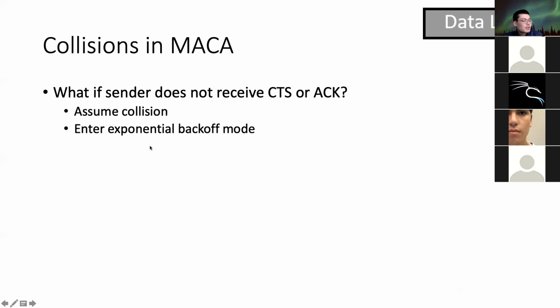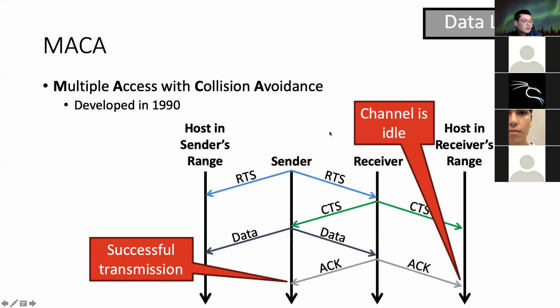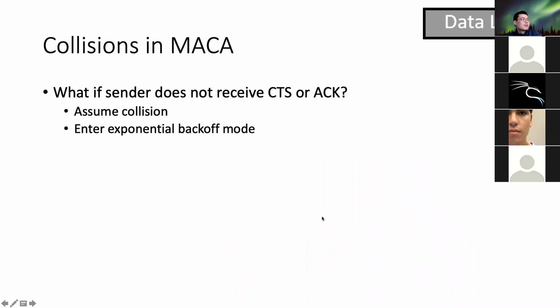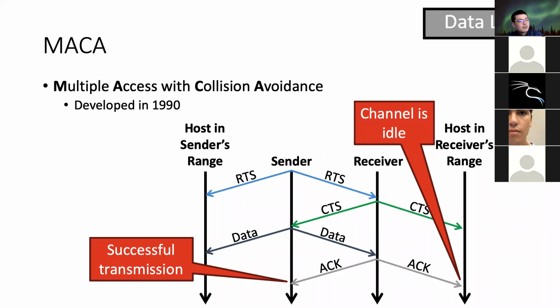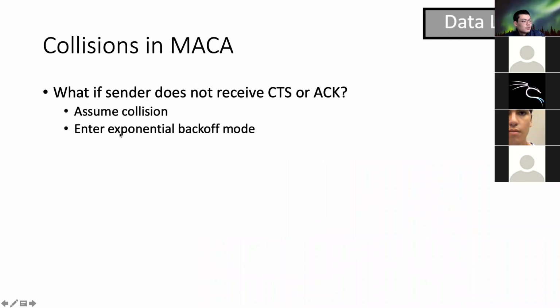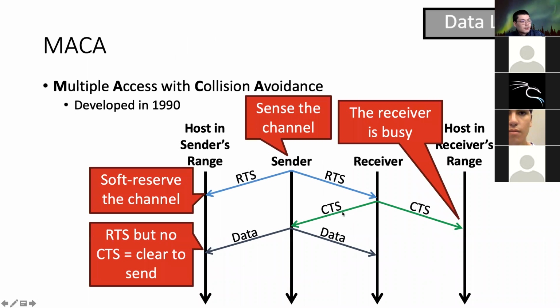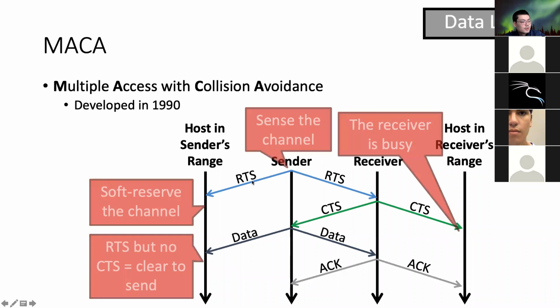So collision is in MACA. For example, a question we're asking: what if the sender does not receive the CTS acknowledgement? If I don't receive CTS, I don't receive acknowledgement, what will happen? If that is the case, you time out. You didn't receive anything, so you need to retransmit. You need to assume collision, back off and retransmit. Because this is possible: if you don't get this, maybe the CTS is corrupted because someone else is sending stuff. So you have to retransmit.